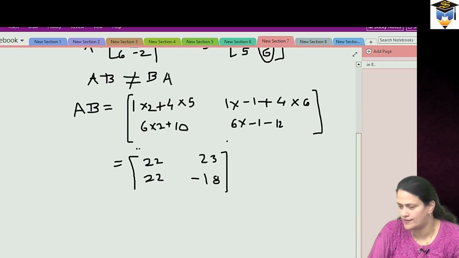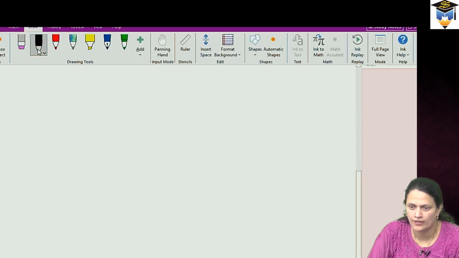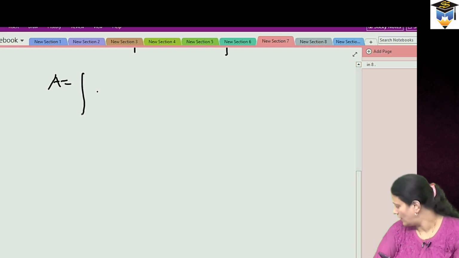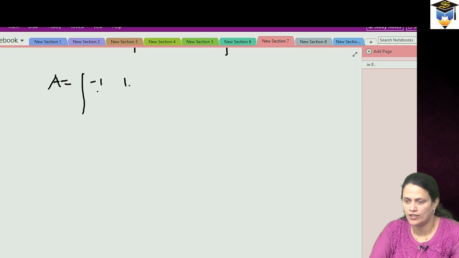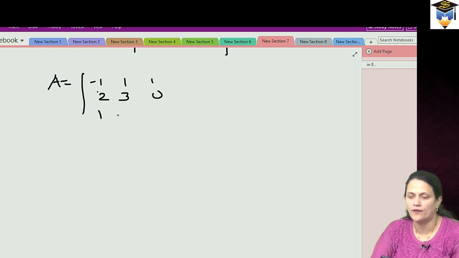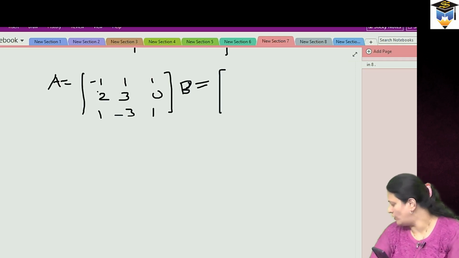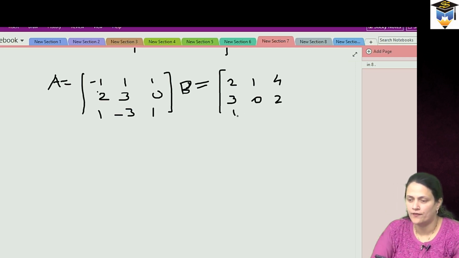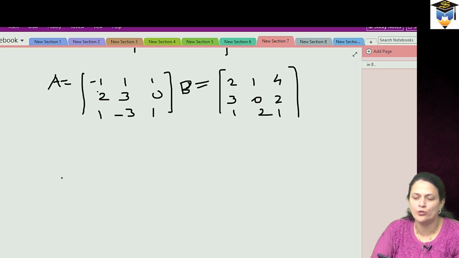A 3 by 3 matrix. So if A is a 3 by 3 matrix and B is also a 3 by 3 matrix now. Please write this down. A matrix is -1, 1, 1. Horizontally I am telling you. 2, 3, 0. And 1, -3, 1. These are the elements in A matrix. Similarly, B matrix, 2, 1, 4, 3, 0, 2, and last one is 1, 2, 1. So you have to do A multiplied by B.